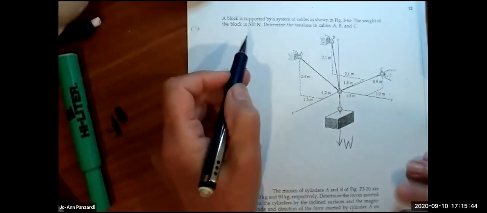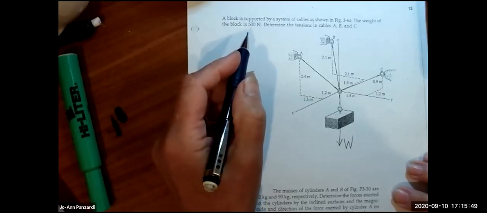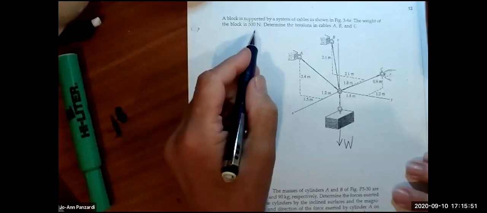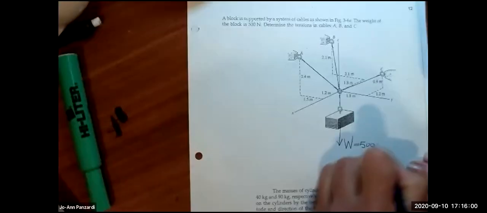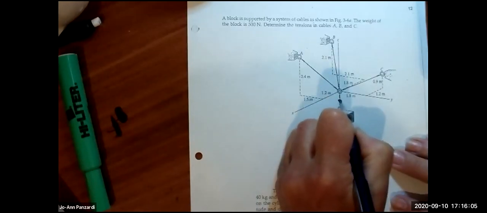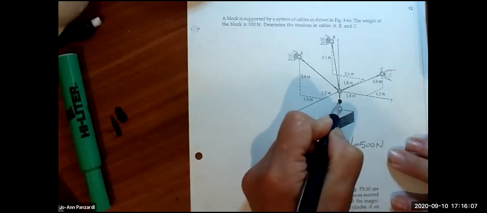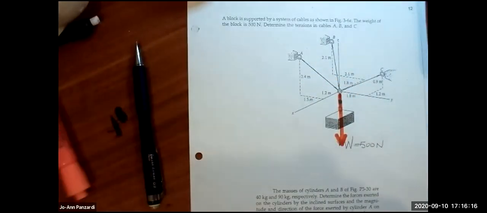Victoria, is Victoria here? Yeah. Okay, Victoria, do you see the weight of the block in the words? Yeah, it's 500 newtons. Okay, good. So Victoria, what is the tension in this cable right here? 500 newtons. That's right. So the weight is all we have there. Forget about that tension.